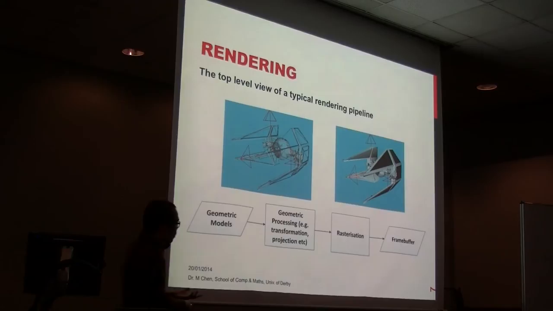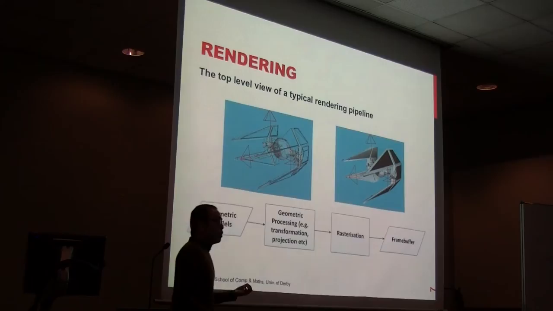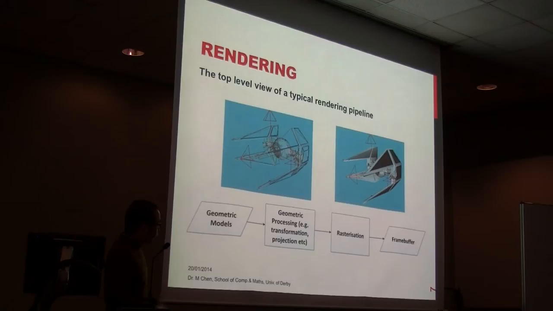What we should know about rendering is that there are fundamentally two processes. One is called geometric processing, because we often do not render a still image, we render animation. Its role is to apply transformation. Transformation is a series of movements, displacements, and rotations that is applied to the model.